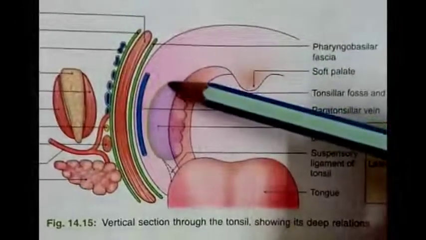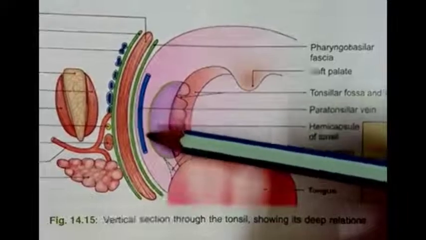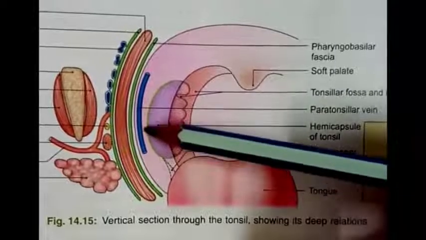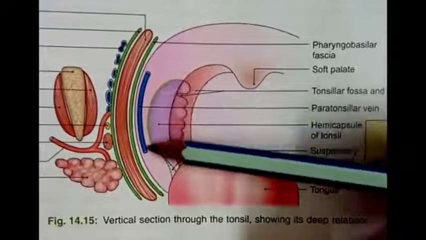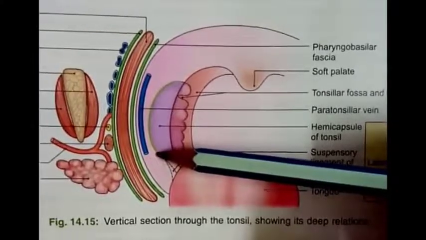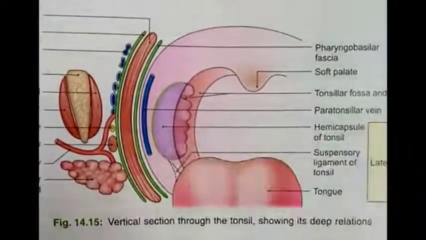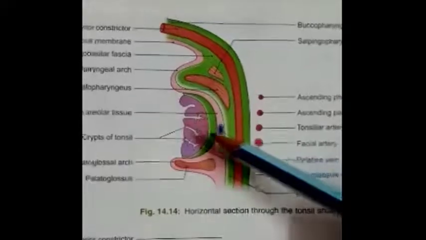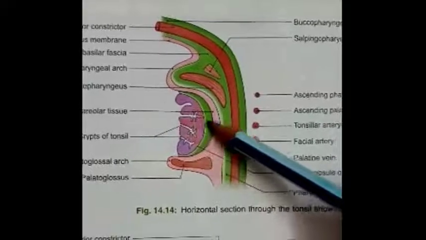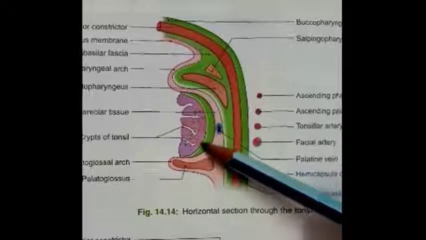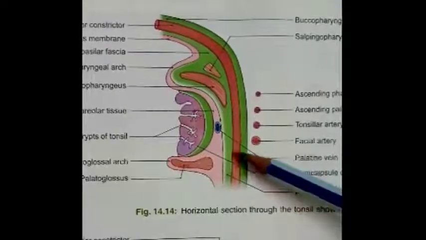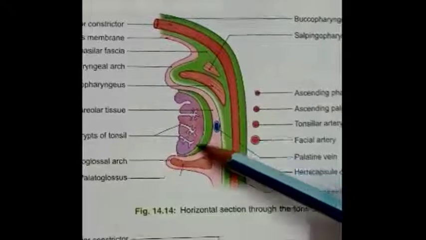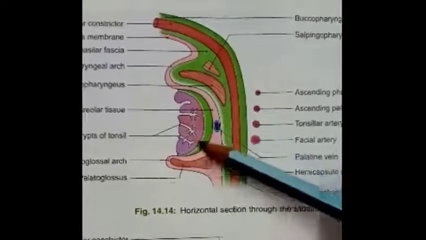Lateral surface is covered by a fascia, that is a modification of deep fascia. It is seen in this green color. This is known as hemicapsule of tonsil. This hemicapsule, or modified deep fascia, is a part of the pharyngobasilar fascia, or an extension of the pharyngobasilar fascia.